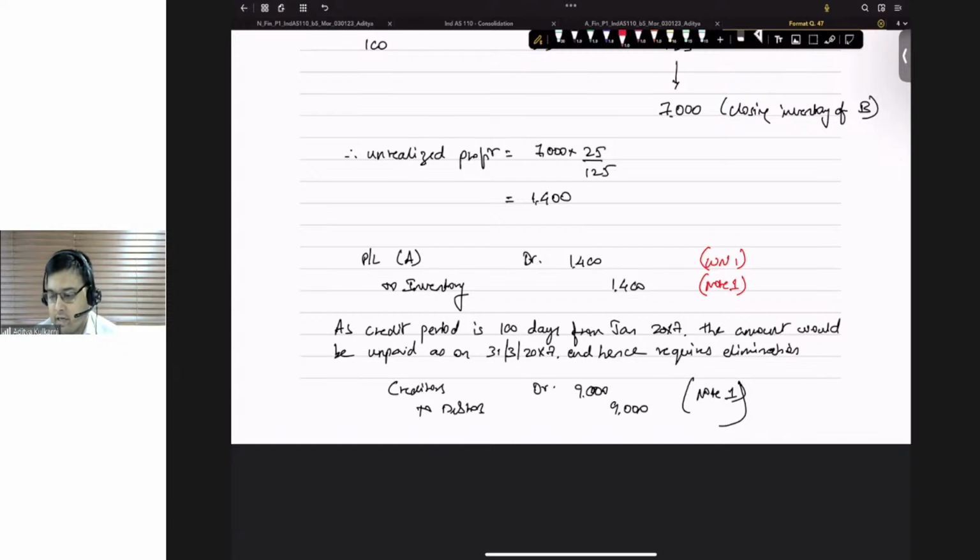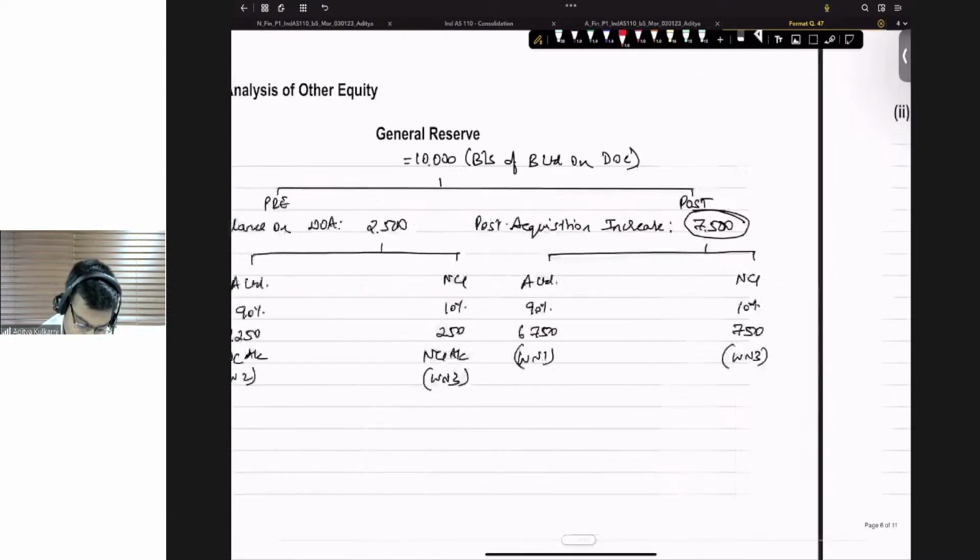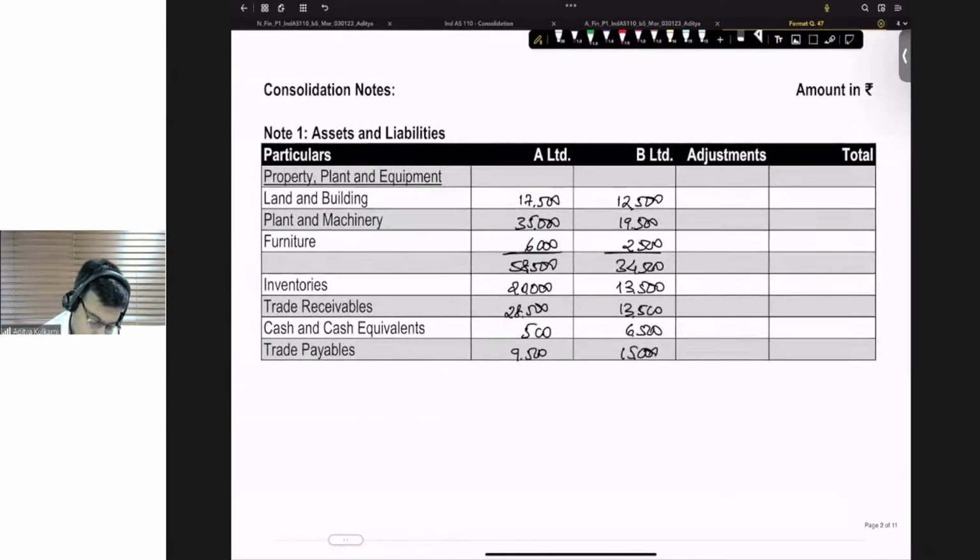All right. Have you written this down? Did you guys understand credit period adjustment? Eliminating the balances. Did you understand why we had to eliminate? All right. So now just post these impacts in the main notes. Note number 1. First, inventories minus 1,400. Second, trade receivables and trade payables, both will be reduced by 99,000 rupees.